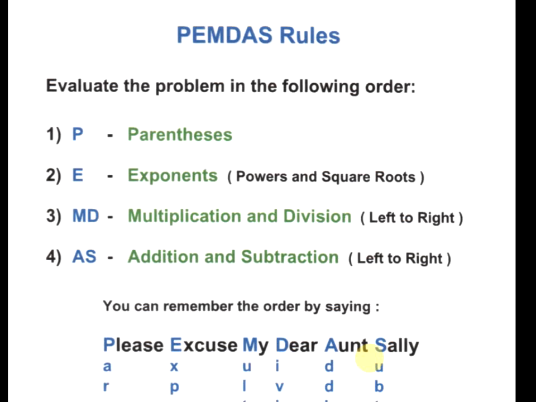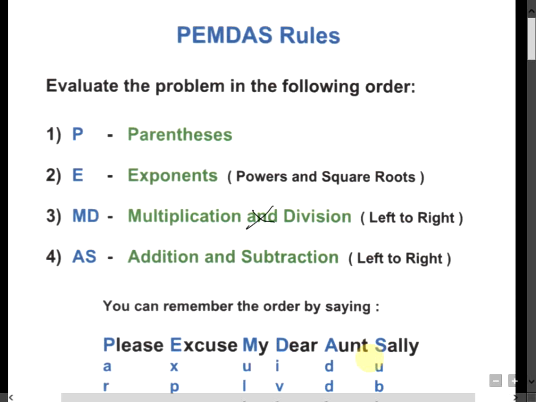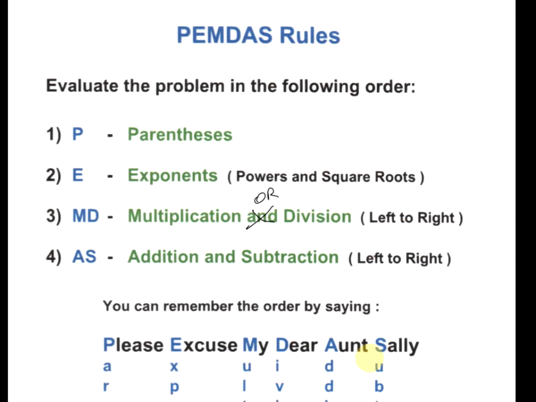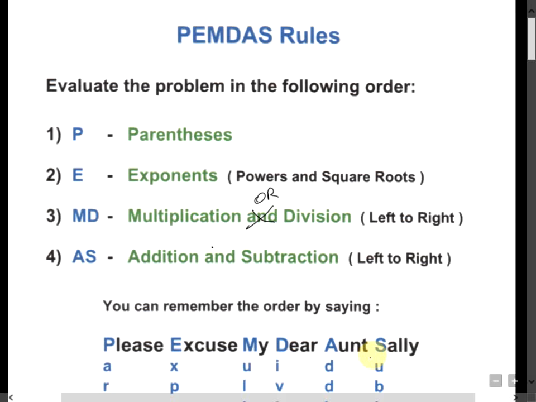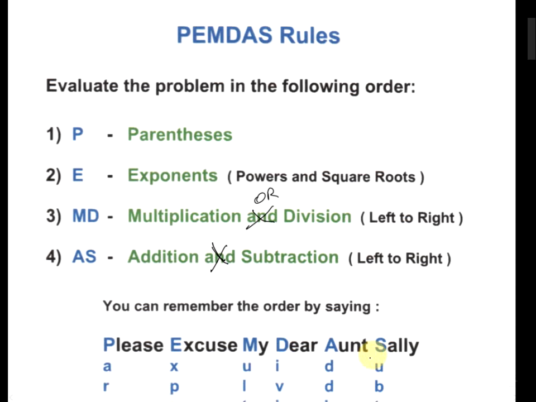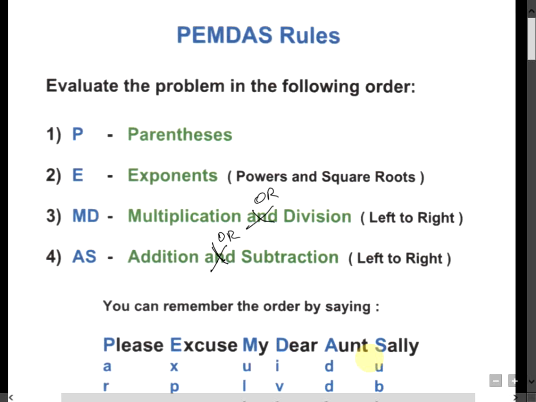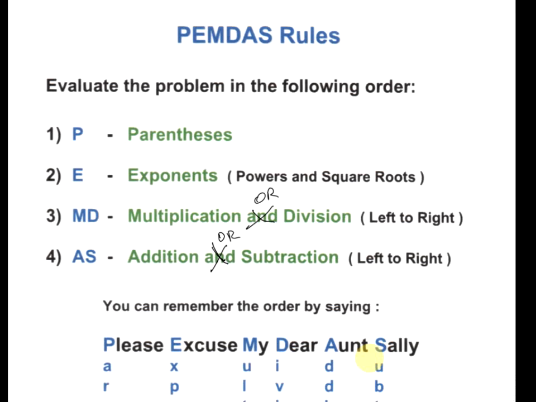Now, first thing you're going to do is I don't like the word "and" here. So you're going to mark that word out, and you're going to put the word "or." It should be multiplication or division. Second thing is we're going to do the same thing with addition and subtraction. It should be addition or subtraction. So that's the first thing you need to do, is take those and mark them out.